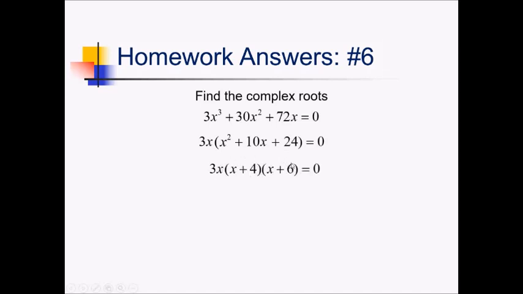Setting each of these factors equal to 0 and solving. If 3x equals 0, then x equals 0. If x plus 4 equals 0, that's going to be negative 4 for x. And this last factor gives me negative 6 as a solution.